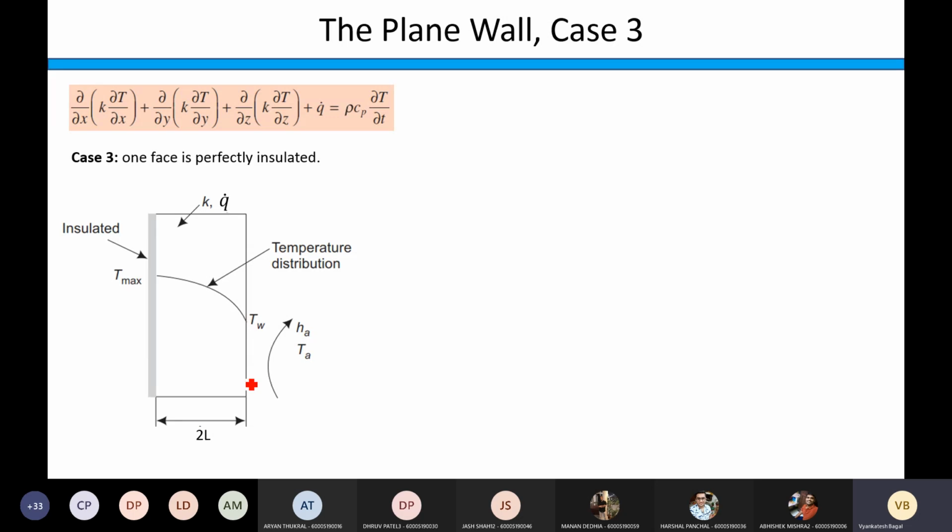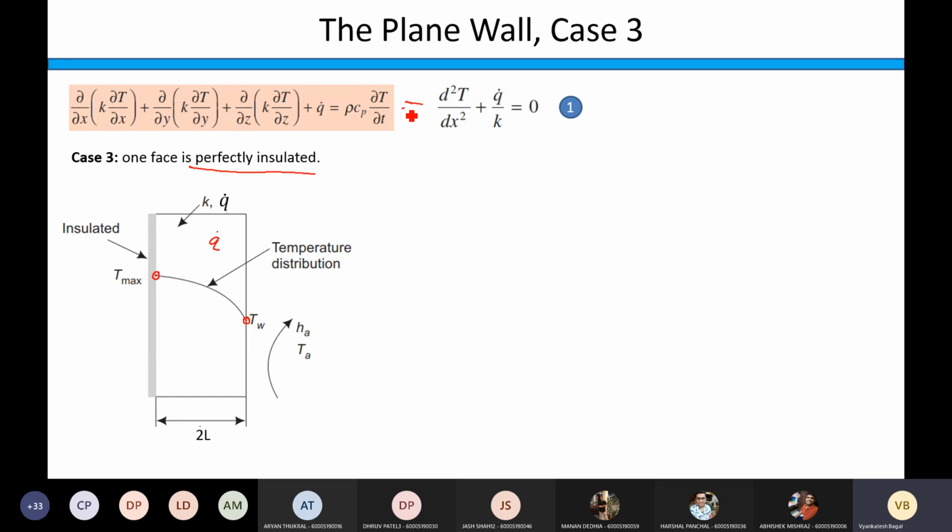Let's talk about the last case in the plane wall. So the third case is one face is perfectly insulated. So here is the situation. You have the slab like this. This face is insulated, the left face. And then what you see on the right hand side is only wall temperature T, and there is internal heat generation Q dot. So again, you need not do engineering to understand that the maximum temperature will be observed at this face, and then the temperature distribution curve will look like this. Fine, and you can consider convection on this side as well. If you want, you can consider the convection. Fine. How to solve this?